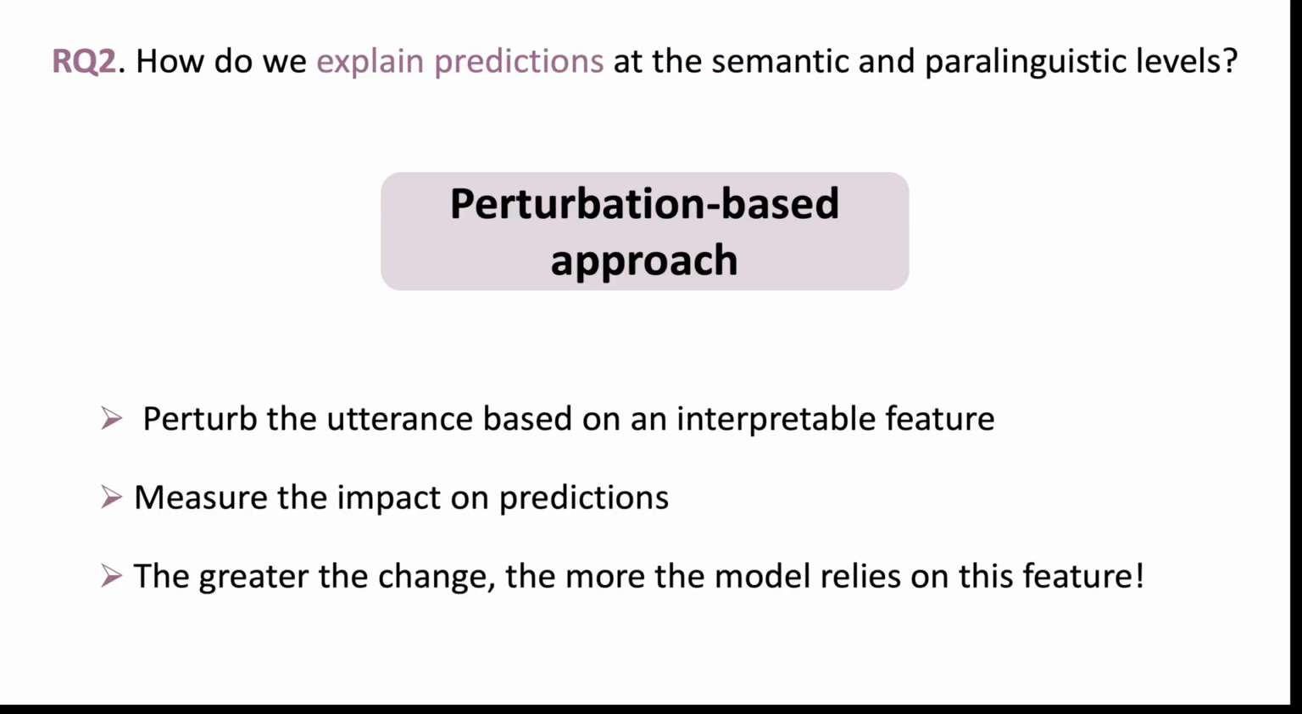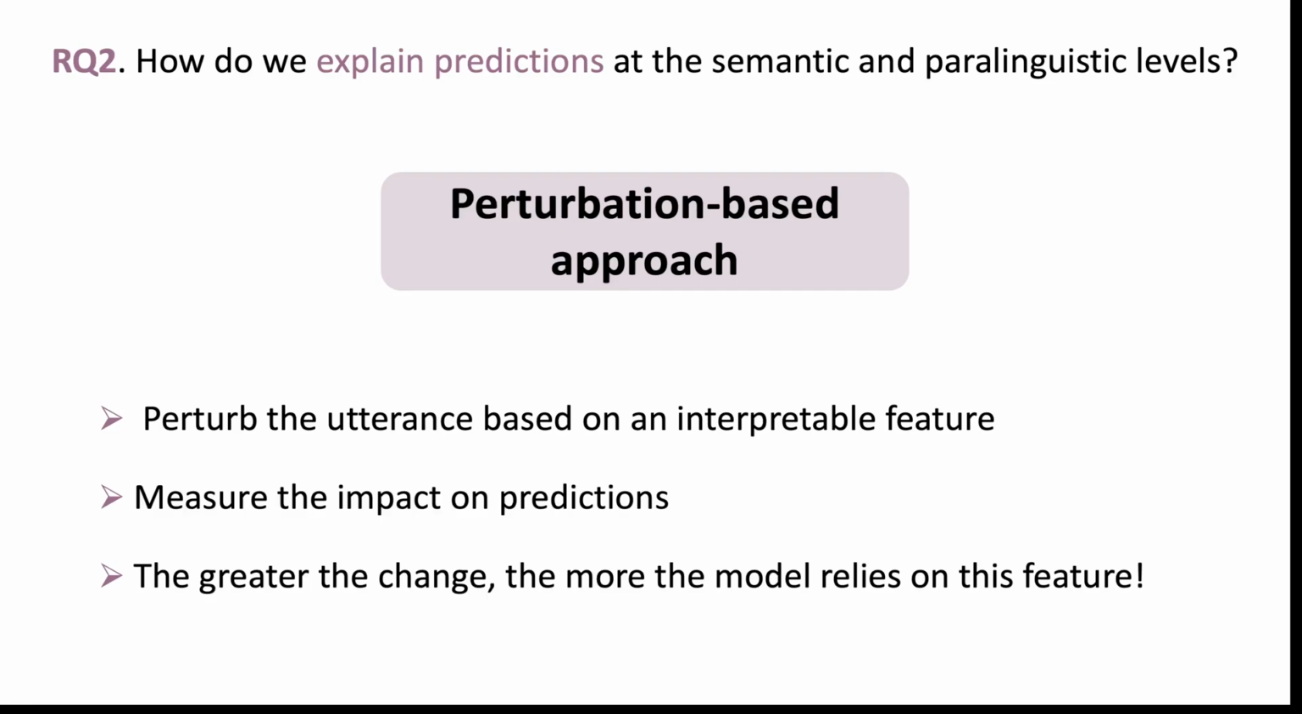So this is also our second question. How can we explain the predictions at these two levels? We answer this question by proposing a perturbation-based approach. We follow a major research line in explainable AI, that is explaining by removing or explaining by perturbing. And we adapt this idea to our context for speech data.